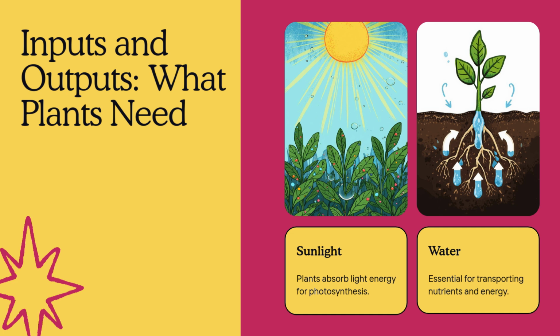Two: oxygen, O2. Oxygen is released into the air through the stomata. This oxygen is essential for humans and animals to breathe.